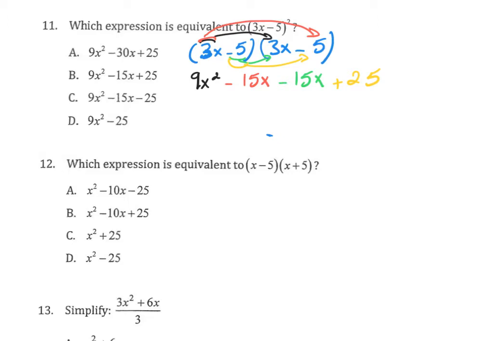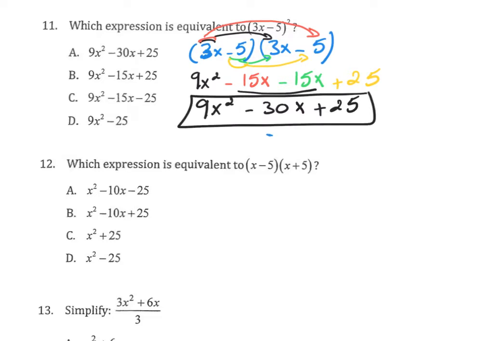And you want to add the middle terms. So it's going to be 9x squared, and we can add the middle terms, negative 15x and negative 15x. So we're going to add two negative values. It would be negative 30x plus 25. And that's going to be the answer, which is going to be A, right?